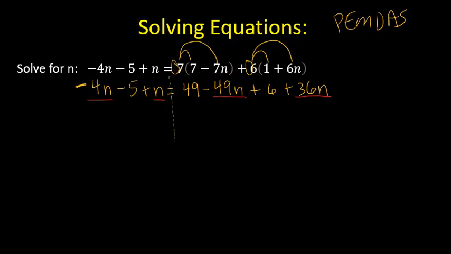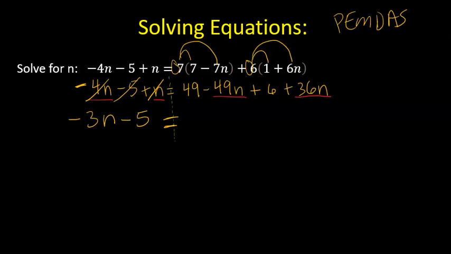So let's see. -4 plus +1 is -3n. I got rid of those. And let's just put that 5 down here. So I'm done with this left side. Let's do an equal sign here. And then negative 49. Let me do this.